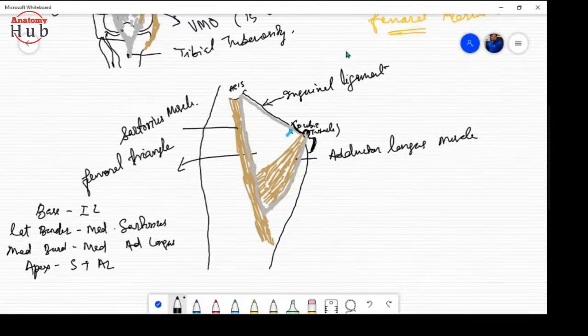Remember about the pelvic brim, right? So here, from this pectineal line you will find some muscles. Okay, they are running downward and medially, and going towards the pectineal line of the femur. That inserts at the pectineal line of the femur. So what is this muscle? This muscle will be known as your pectineus muscle.